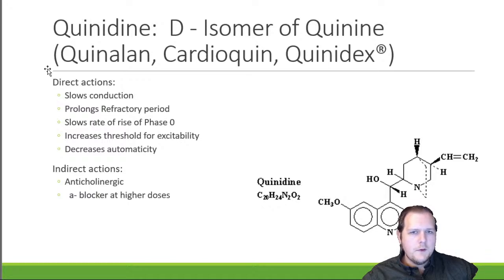The Q here is going to be quinidine. This is actually an isomer of quinine. Quinine itself is a really old school drug that comes from the cinchona tree and is an old school anti-malarial drug. But we have quinidine, which is an isomer of that, and this is going to be the first class 1A antiarrhythmic.